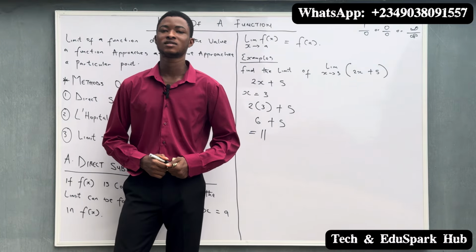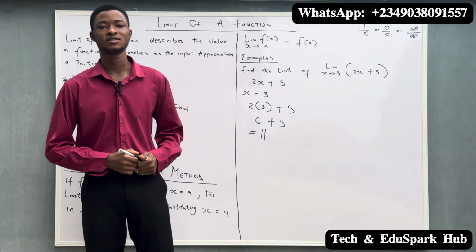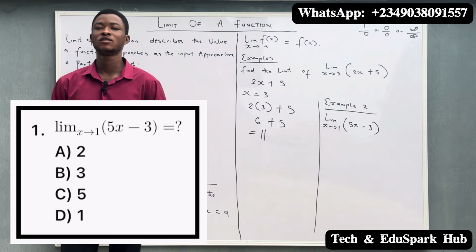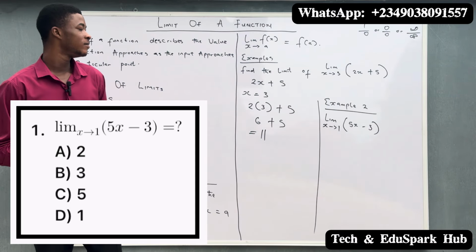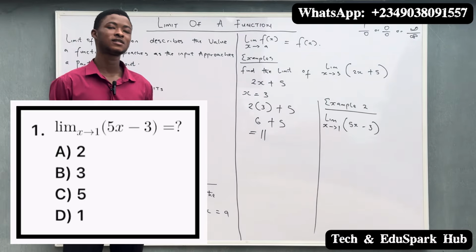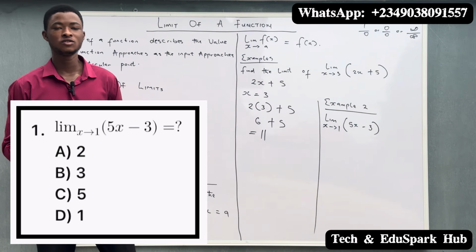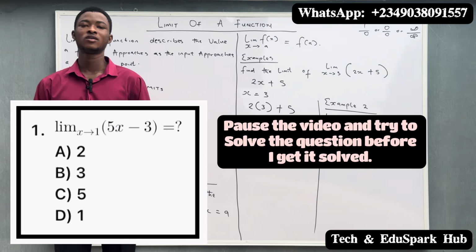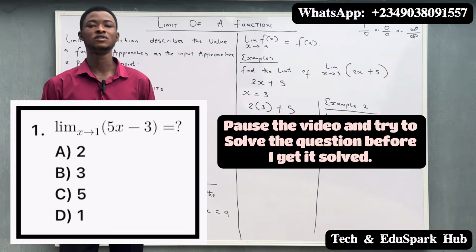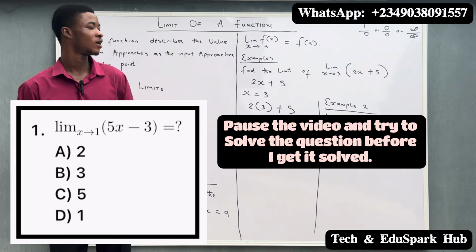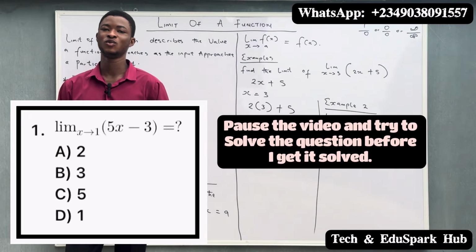So let's look at another question still on the direct substitution method. The second question, as displayed on the screen, says find the limit of 5x minus 3 when x tends to 1. Can you try to pause this video and solve this question? Once you are done solving, you can resume playing this video, and once I finish solving it, you can check if you are correct or wrong. So pause this video now and give it a go.